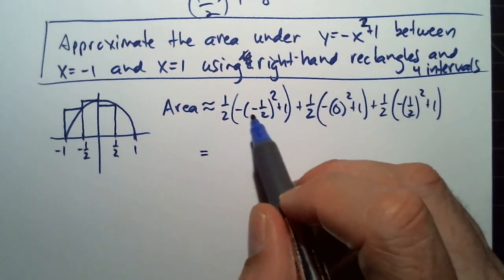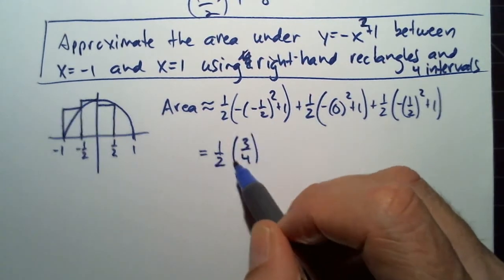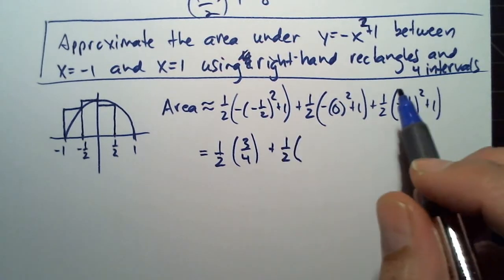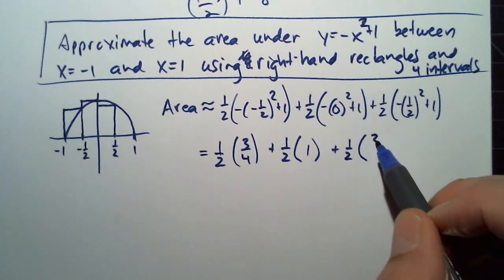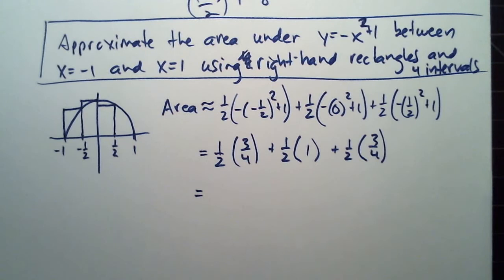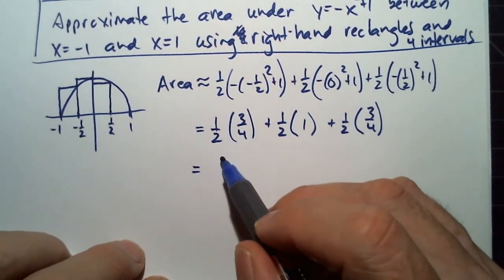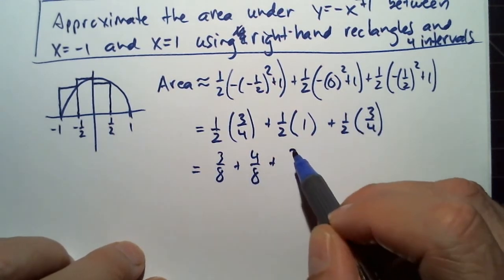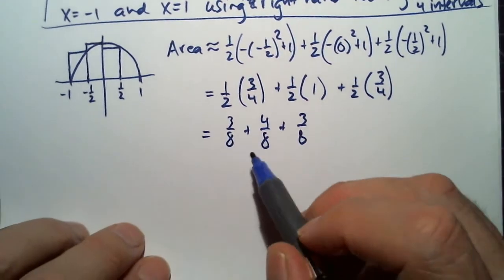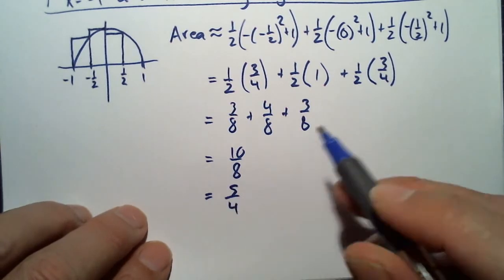Alright, that's going to be -1/4 plus 1, so we get 3/4. So we have 3/8 plus 4/8 plus 3/8, 6/8, 10/8, or 5/4.